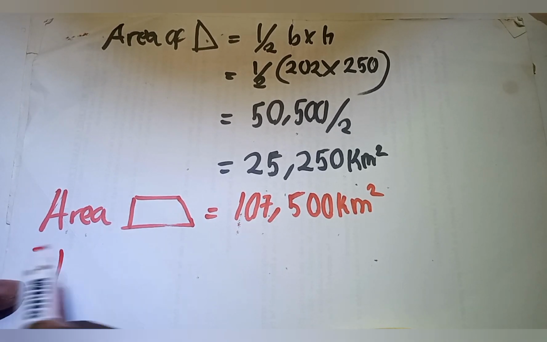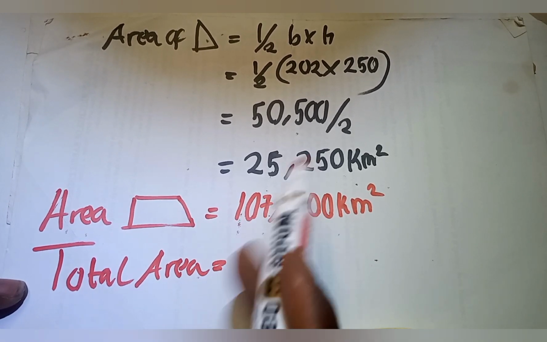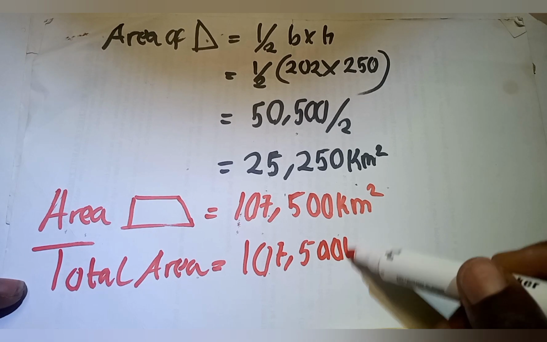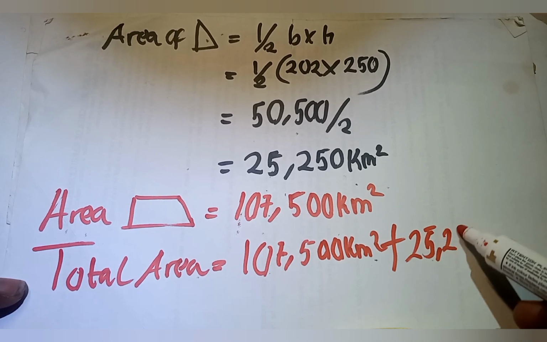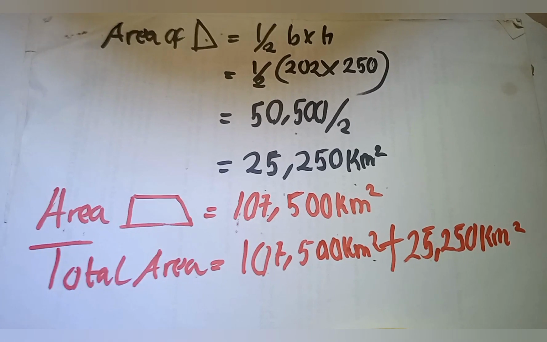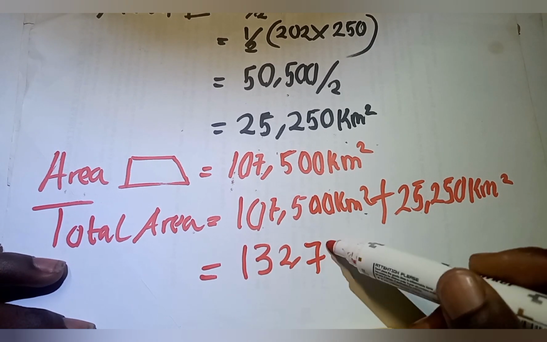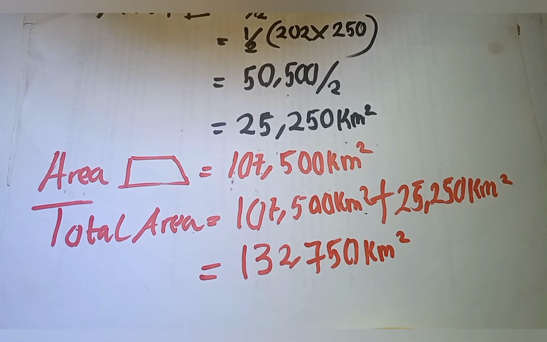So the total area will be what? The total area will be given by this plus this: 107,500 kilometer square plus 25,250 kilometer square. If I add these together, I'm going to get the total area of the farmland. So the total area is 132,750 kilometer square. So this is the total area of the farmland.